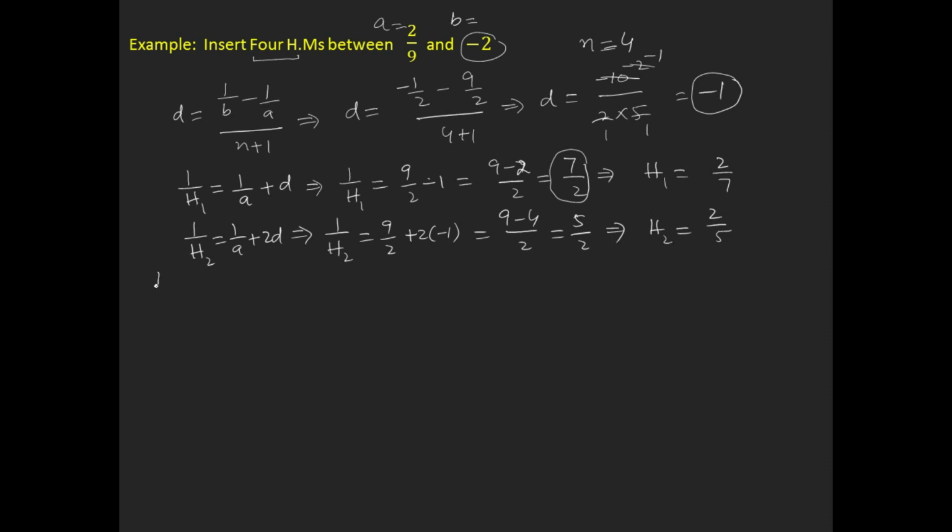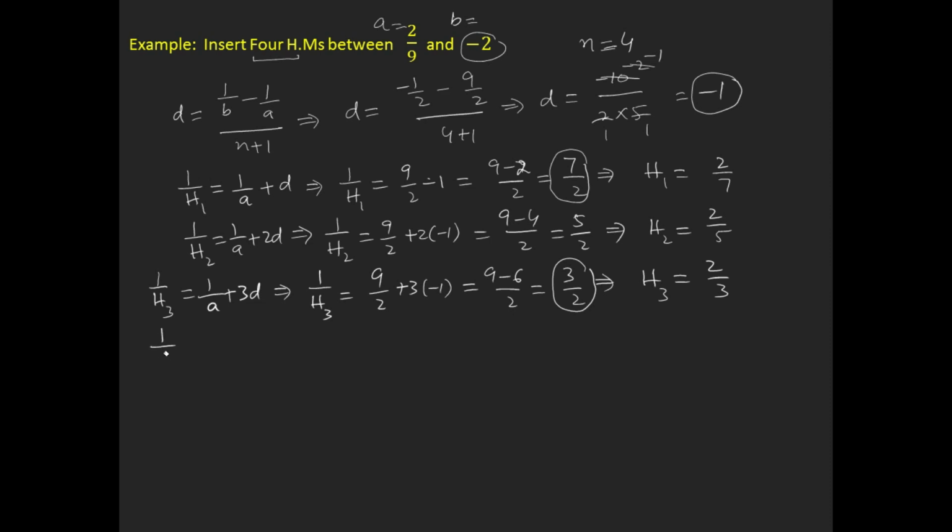Now for the third harmonic mean, 1 over H3 is equal to 1 over A plus 3D. This means 1 over H3 is equal to 9 divided by 2 plus 3 multiplied by minus 1. 9 minus 6 divided by 2, and the answer is 3 divided by 2. So the value of 1 over H3 is 3 divided by 2, so H3 is 2 divided by 3.